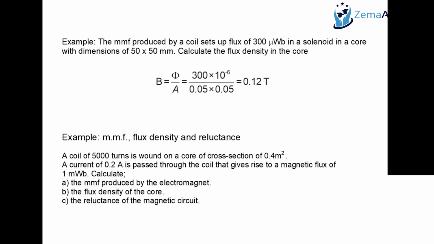Part B of the example question says, calculate the magnetic flux density of the core. That is B equals phi over area. Since you have the area in meters square, you don't need to convert. You just need to use the same. And you have the flux, which is 1 milliweber, so 1 into 10 to the power minus 3 Weber divided by the cross-sectional area, which is 0.4 meters square. This gives you the magnetic flux density.